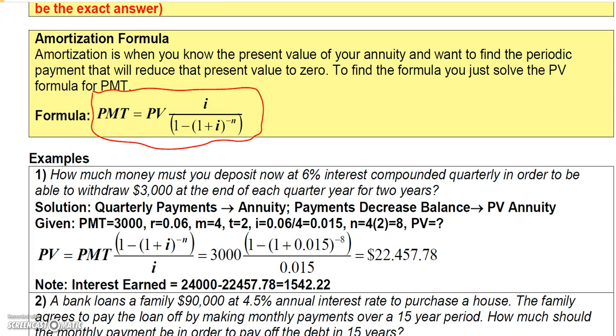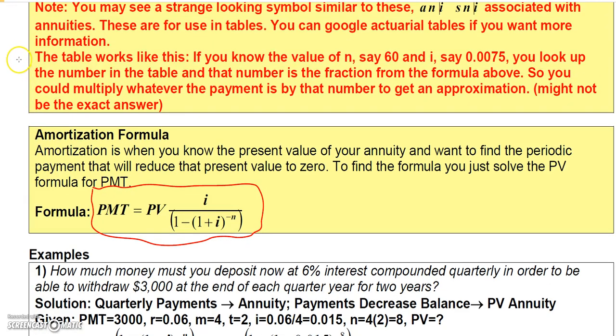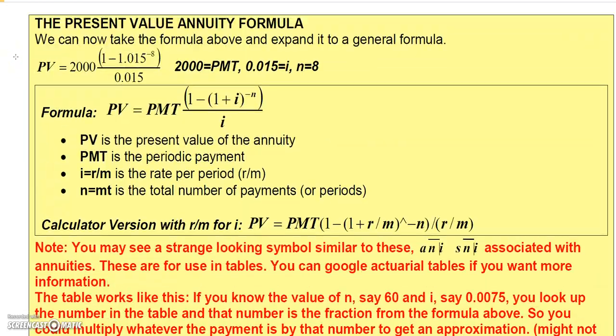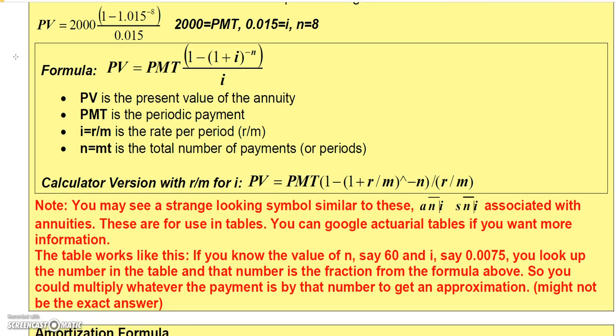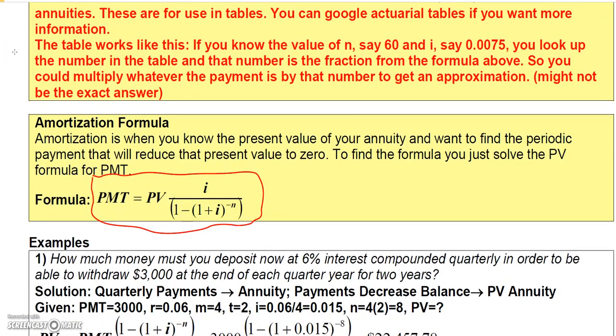So that completes the development of the formula. For the present value of the annuity formulas, you have two formulas. One formula for calculating the present value and one formula for calculating the payment. And that formula is called the amortization formula. And so we'll work some problems on this in the next video.